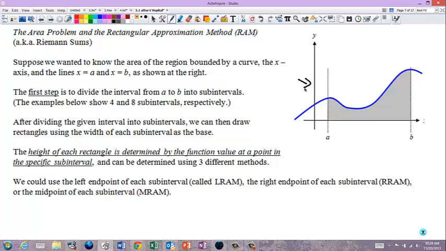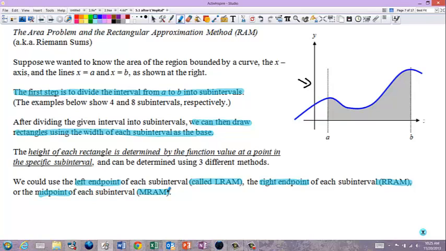The first step is to divide the interval from a to b into subintervals. The examples below show 4 and 8 subintervals respectively, if you just look down on your page. After dividing the given interval into subintervals, we can then draw rectangles using the width of each subinterval as the base. The height of each rectangle is determined by the function value at a point in the specific subinterval and can be determined using 3 different methods. We could use the left endpoint of each subinterval, often called LRAM or left Riemann sum, the right endpoint of each subinterval, called RRAM or right Riemann sum, and the midpoint, called the midpoint Riemann sum.